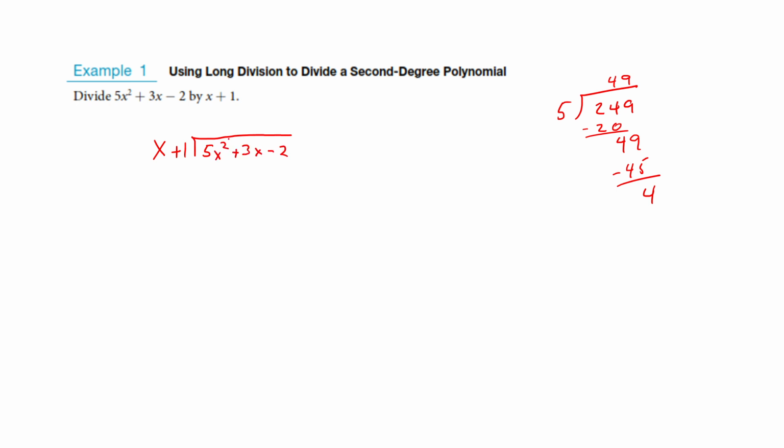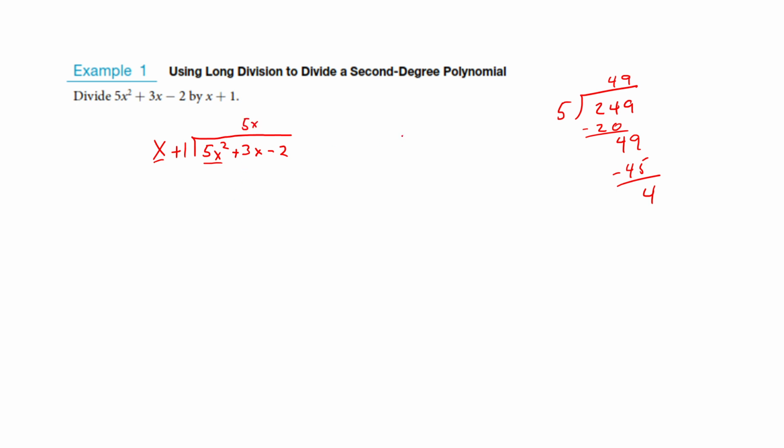So we're going to set this up like this. We're going to divide 5x squared plus 3x minus 2. We're going to divide it by x plus 1. Now this process is confusing for people, so hang with me here. What we want to do is we want to get this first letter, this I don't know, to turn into 5x squared. What can we multiply by to turn this in to 5x squared? Well, it would be 5x.